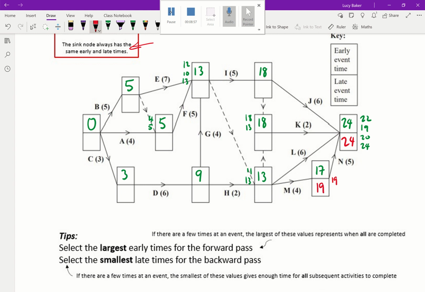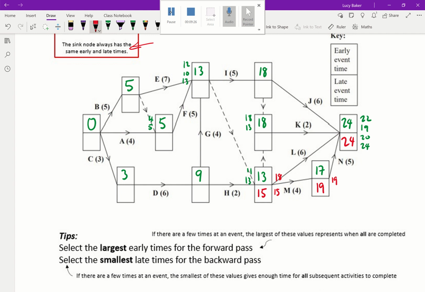Okay, but this one over here, right next to it, I could get there by going backwards down N and then M. So that would give me 19 minus 4, which is going to be 15. Or I could go from 24 and subtract 6 from that. So I could do it potentially in 18. And I'm going to pick the smallest. So it's going to be 15.